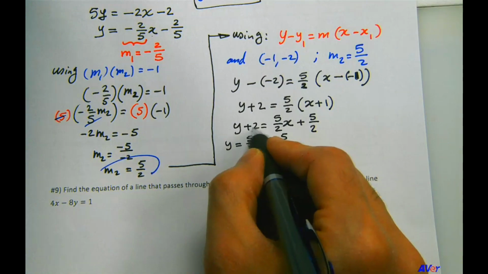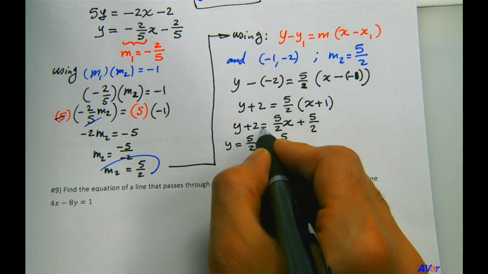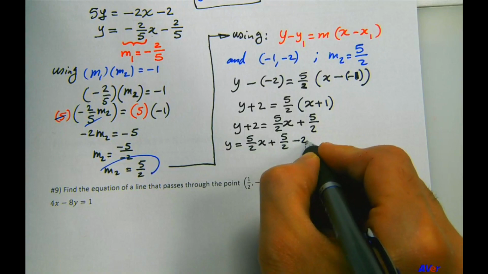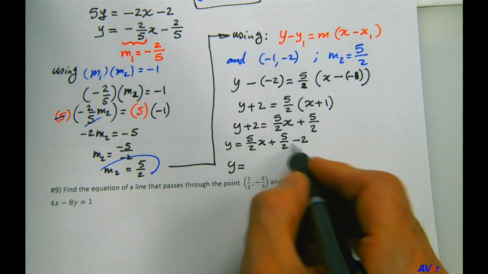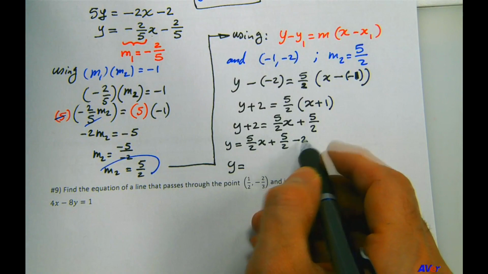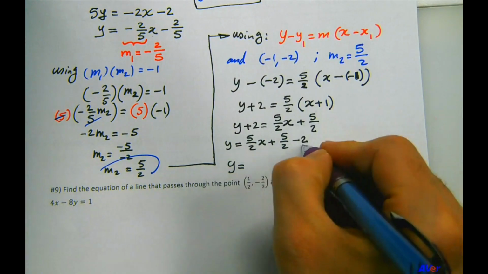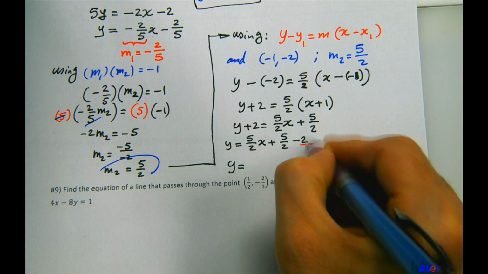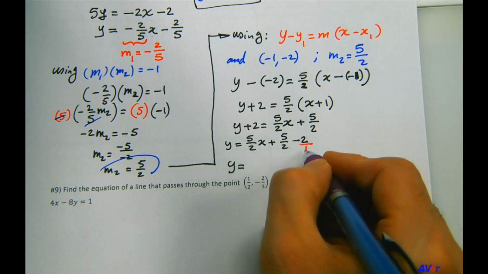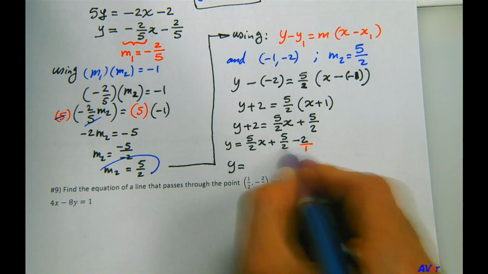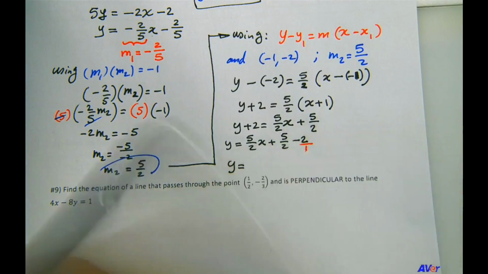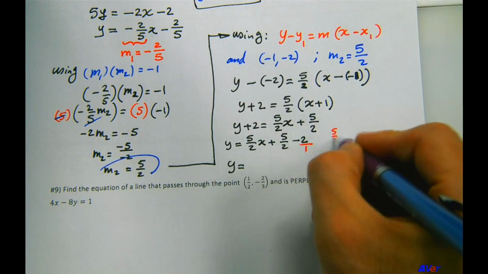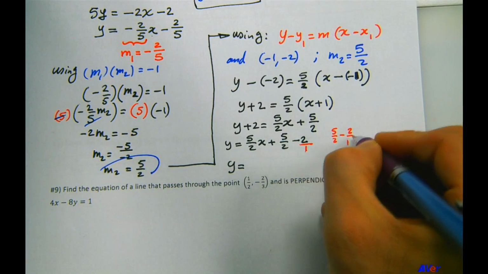When we move this positive 2 across the equality symbol, it becomes minus 2. Then the common denominator would be 2, right? Because the denominator of this minus 2 is 1. So the common denominator between these two is 2. So let me put that here: 5 halves minus 2 over 1.